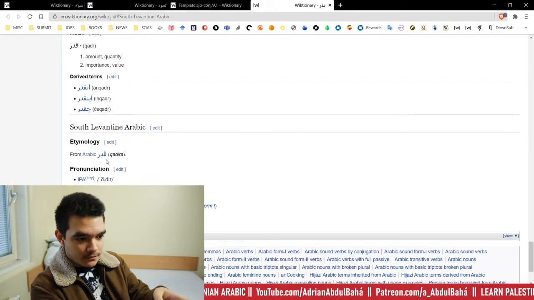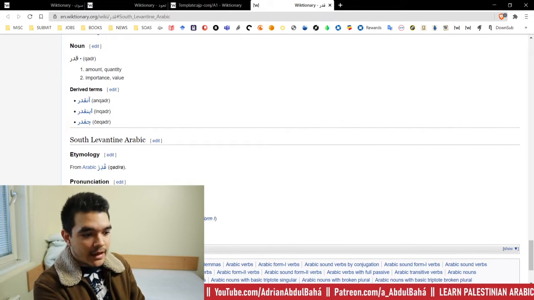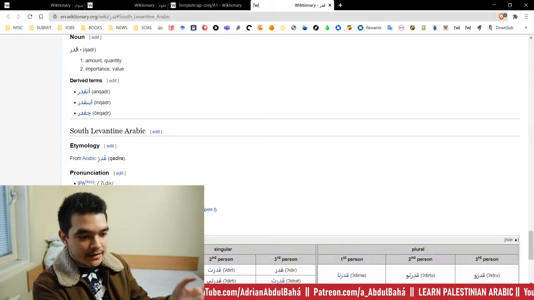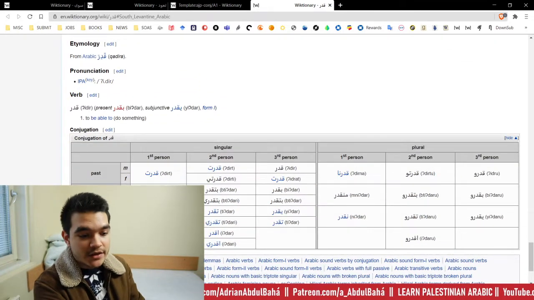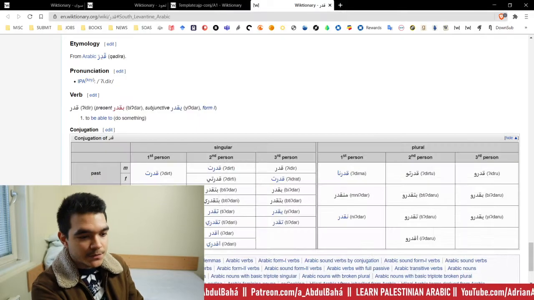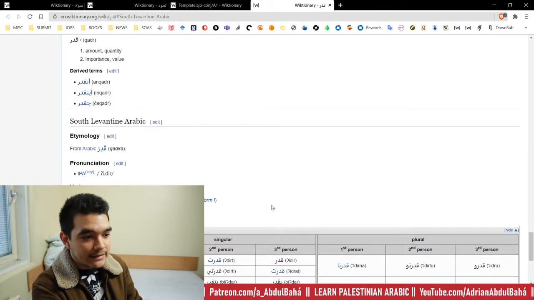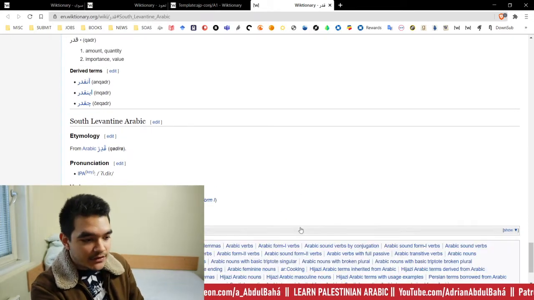it comes from Fusha, and this is what it means in Armenia, and then these are all the conjugations, rather than just the past, present tense, and the imperative. You have every single thing for every single person, me, you, him, and yeah, so that's what I've been doing.